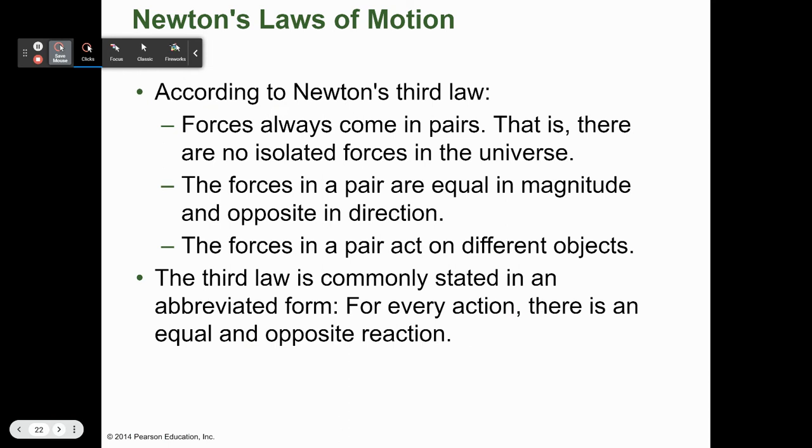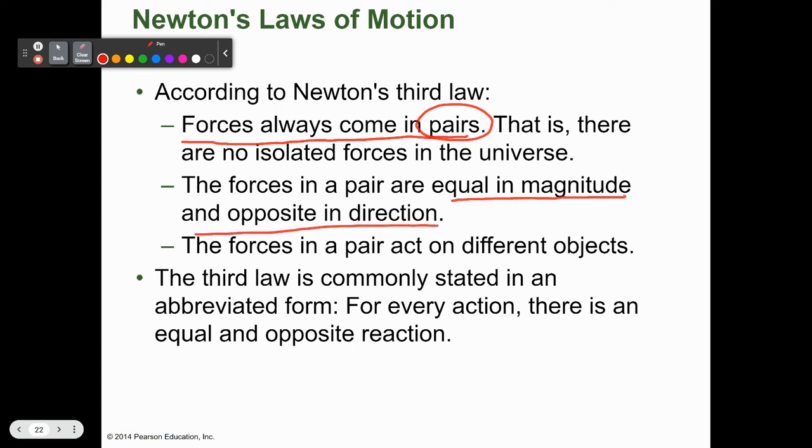All right, so according to Newton's third law, the first law is basically that an object in motion will stay in motion, and an object at rest will stay at rest. The second law is that the force on an object is equal to its mass times its acceleration. Newton's third law says that all forces come in pairs. There is no isolated force in the universe. If you have one force acting on something, then there's another force acting on it in an equal and opposite direction. So those pairs are always equal in magnitude and opposite in direction.